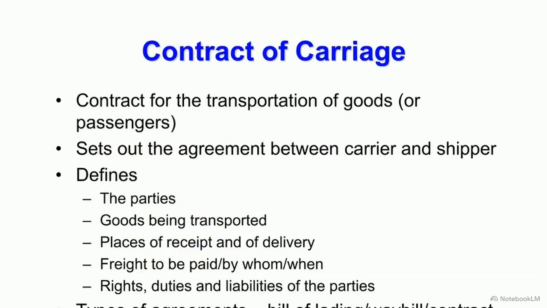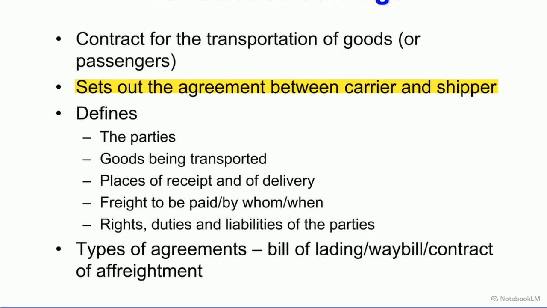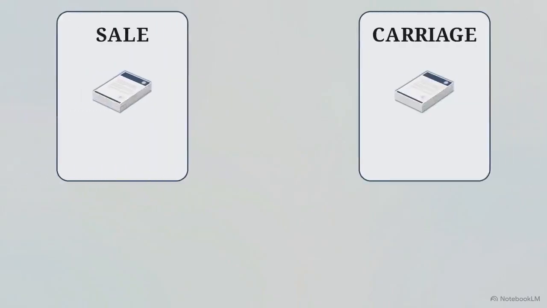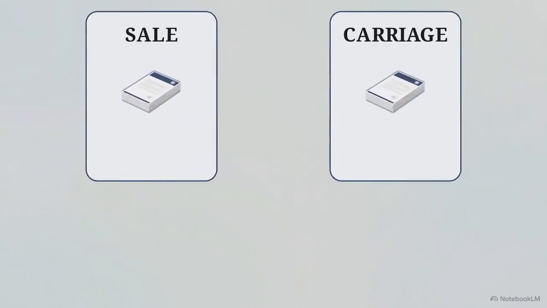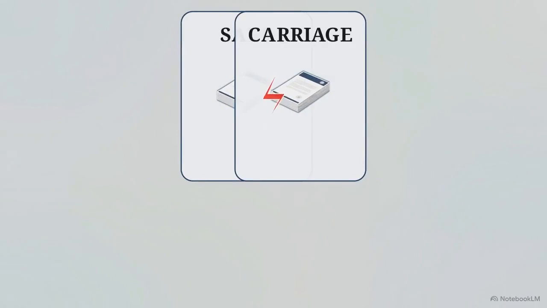But the contract of sale does not move the cargo. For that, you need a contract of carriage. This separate agreement between the shipper and carrier sets out the places of receipt and delivery and determines when freight is paid. Because you have two distinct contracts operating side by side, you create immediate points of friction.